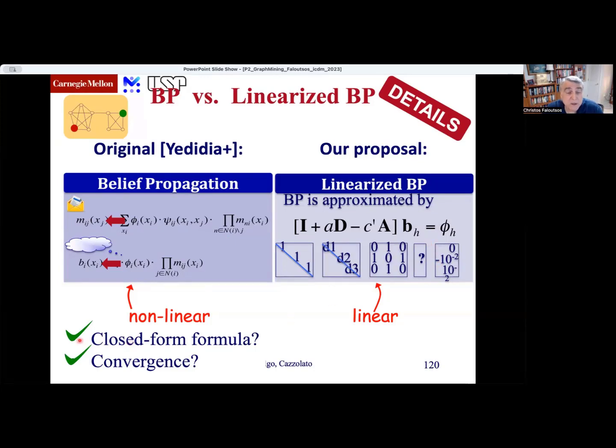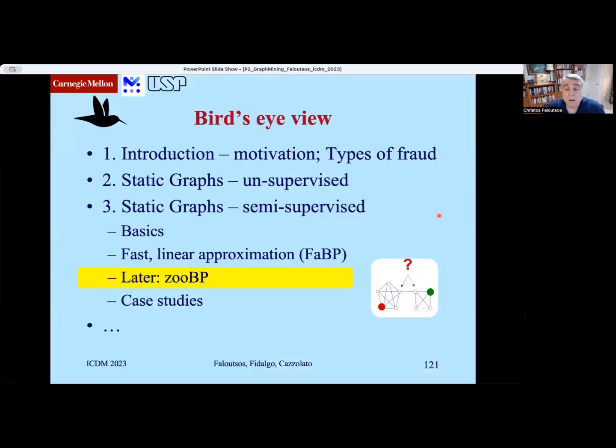Notice that this is a closed formula. This is a matrix formula. We know when it will converge. It will converge when the largest eigenvalue of this matrix is less than 1. And based on that, she was able to apply it on several settings.